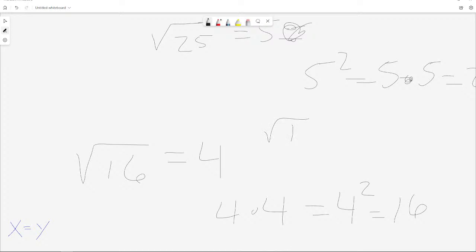Also, the square root of 1 is equal to 1. Why is that? Because 1 times 1 equals 1. So 1 with any amount of exponents, 1 to the 1063rd equals 1. 0 squared equals 0.